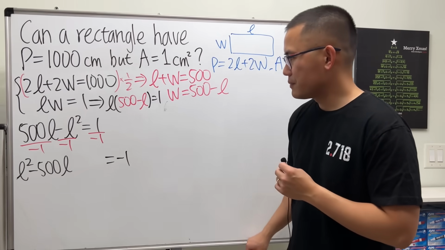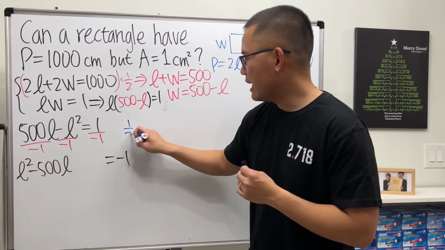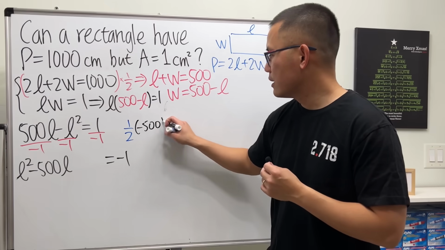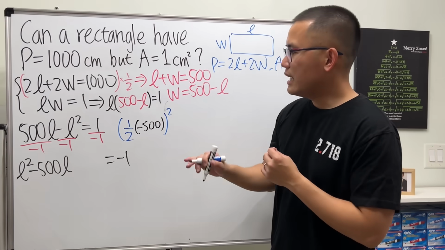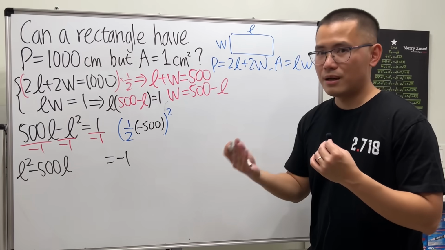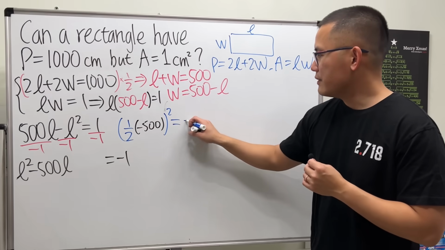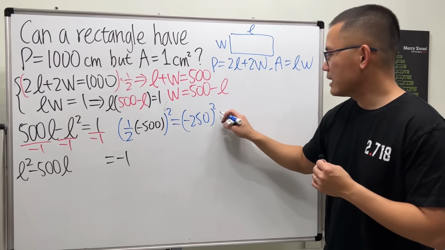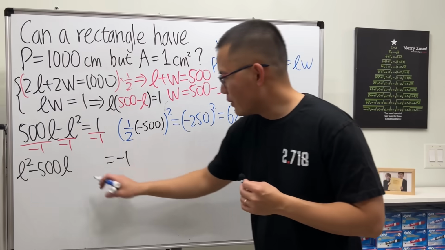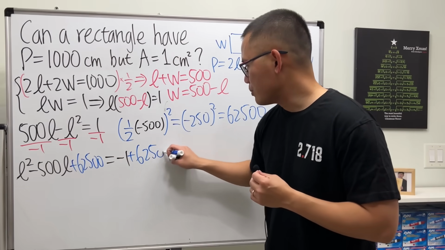And to do so, we are going to just take half of this. So 1/2 times -500. And then square that. And I have done many videos on this already. You can check that out for the reason behind this. You literally complete a square. But that's pretty much the formula. Inside here, we have -250. Square that, we end up with 62500. So we add 62500 and then do that to both sides.